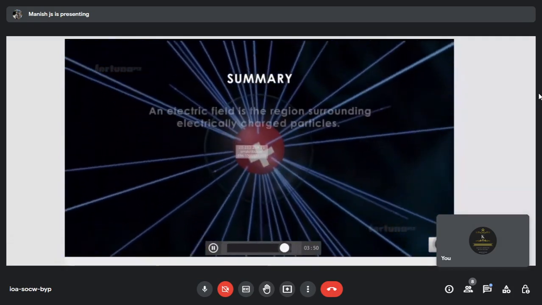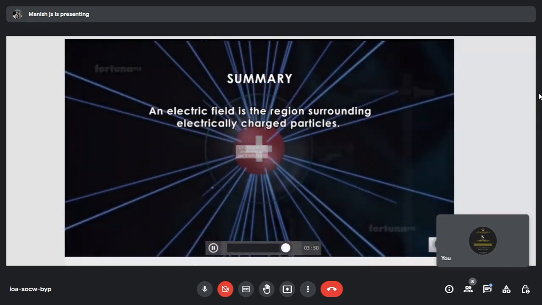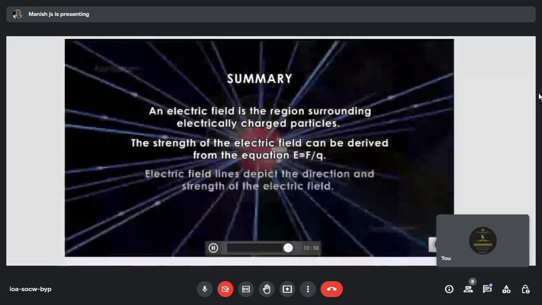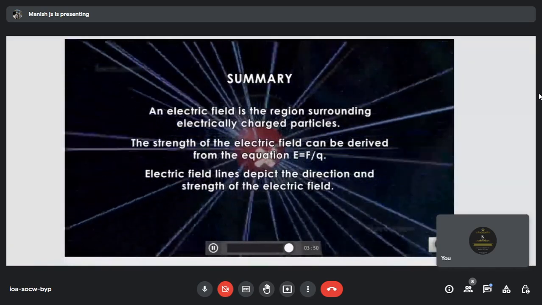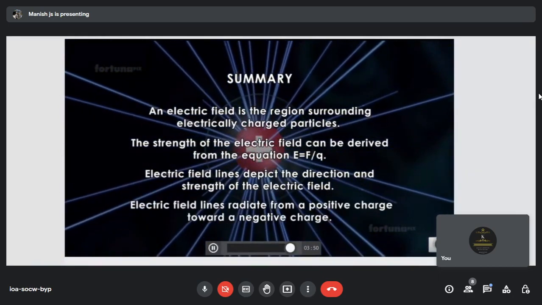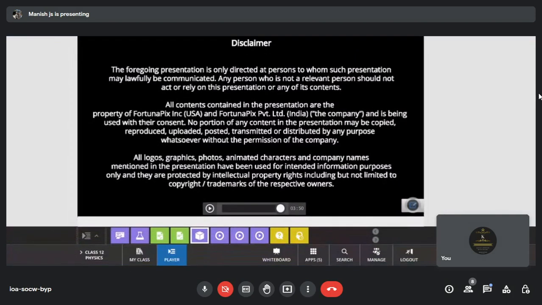Summary. An electric field is the region surrounding electrically charged particles. The strength of the electric field can be derived from the equation E is equal to F by Q. Electric field lines depict the direction and strength of the electric field. Electric field lines radiate from a positive charge towards a negative charge. So that's all about this module. So let's go on.